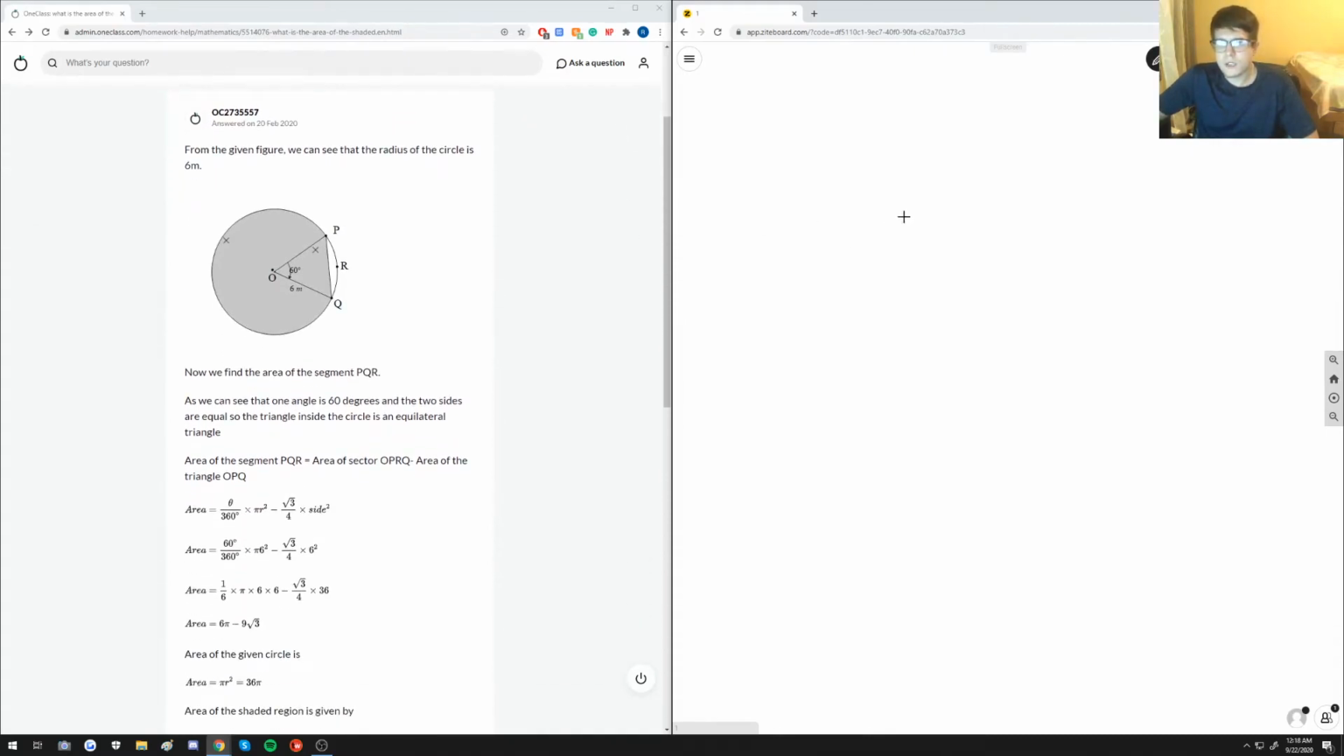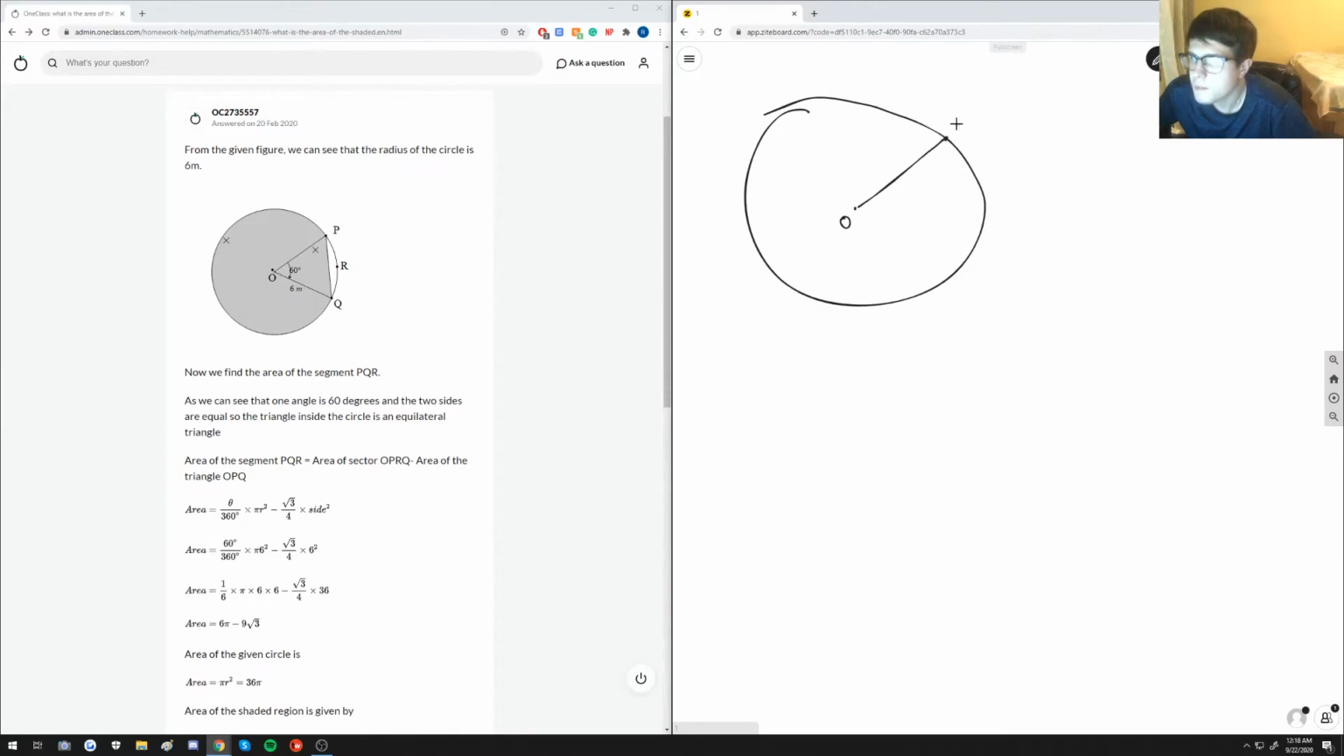Okay, so let's take a look at the circle right here. We're going to draw it out. I'm going to have O, some point P, some point R, some point Q. I have this line here. I apologize for the bad drawing, but we're going to have an angle here of 60 degrees. And we know that the radius is 6 meters.